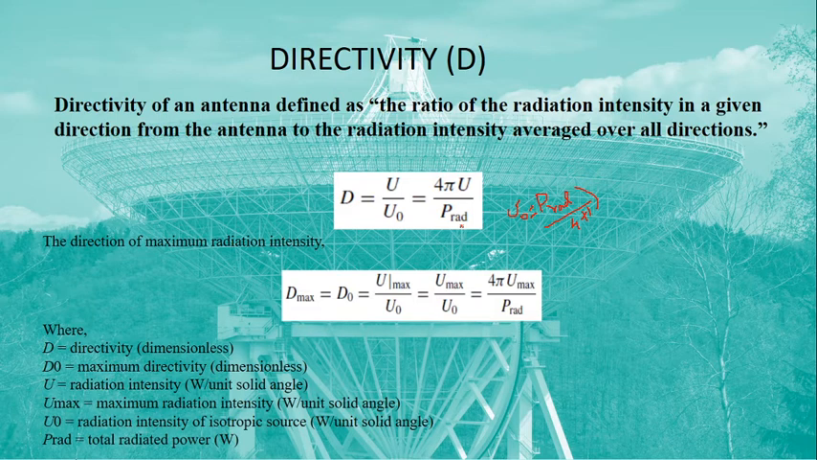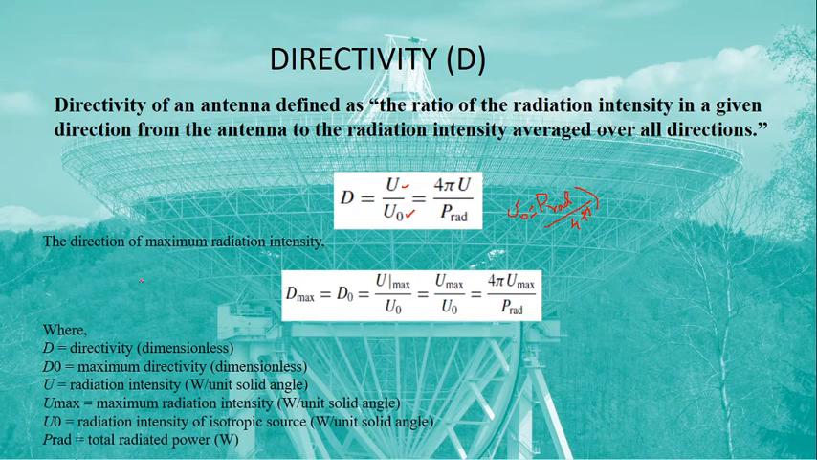Directivity is defined as the radiation intensity in a given direction, which is U, to the radiation intensity in all directions. For all directions we write the formula as the power radiated over the area of the sphere, so it is power radiated by 4 pi, and when you substitute the term and reciprocate, it becomes 4 pi U divided by the power radiated. This is true when we know the direction of the signal which we receive from the antenna.